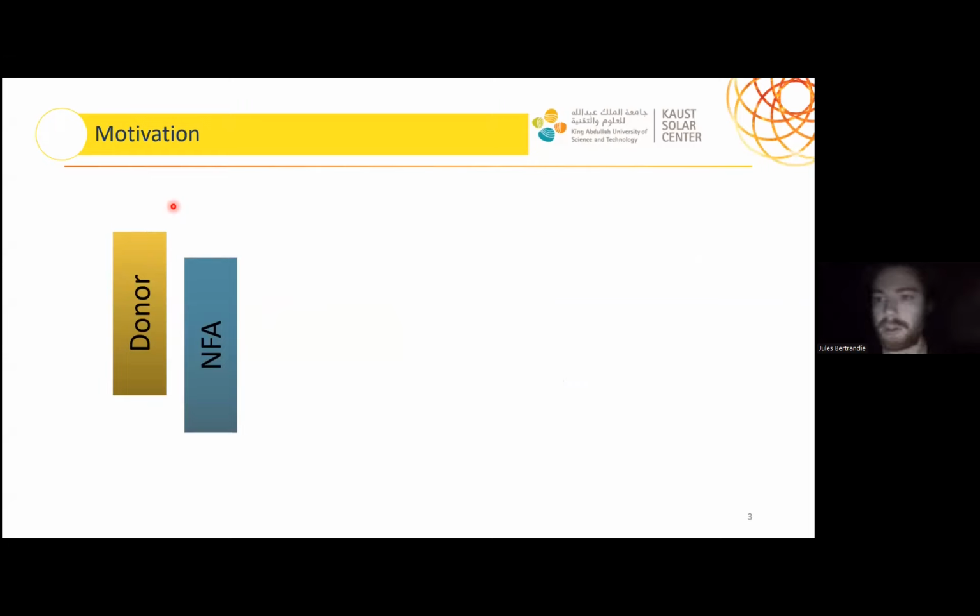Now we are mostly using non-fullerene acceptors. And in that case, well, which one? I'm sorry, it's a bit dark. I will just turn on the light. It will take like 5 seconds. I'm really sorry. Go ahead.